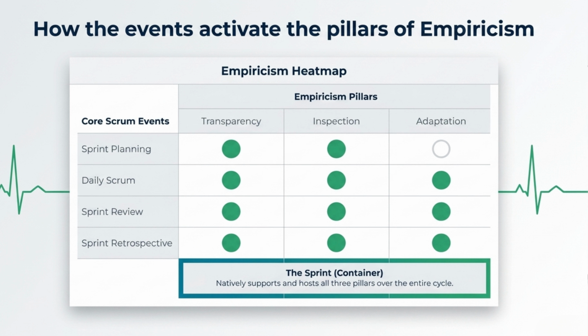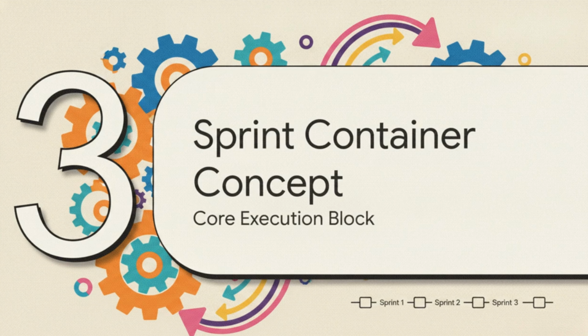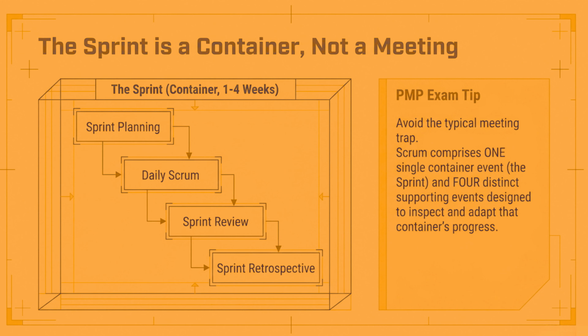Which brings us to Section 3, the sprint container concept. If you are studying for the modern PMP exam, pay close attention, because this is arguably the single most critical structural concept you need to internalize. Think of this like a box-in-a-box design. The sprint is a single 1 to 4 week overarching container event. It's the parent container that physically nests the other 4 supporting events right inside of it: planning, the daily scrum, the review, and the retrospective. They don't just happen randomly out in the wild. They exist systematically within the highly structured duration of that sprint container.